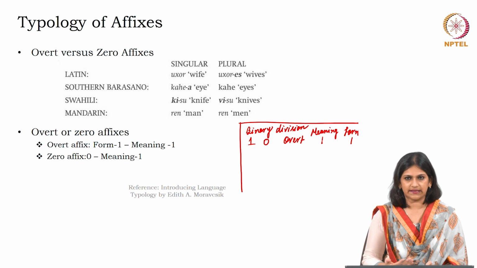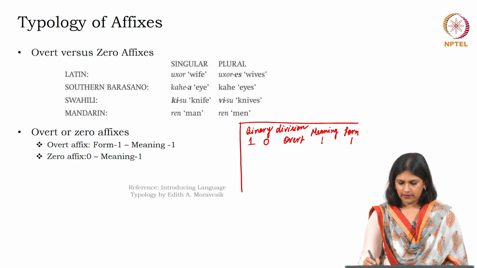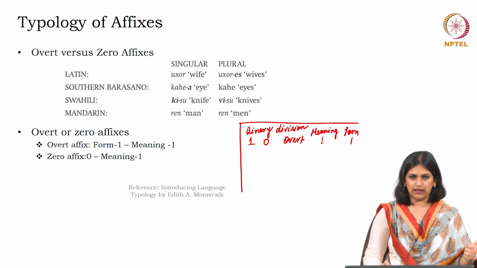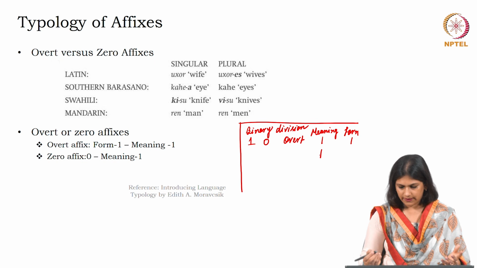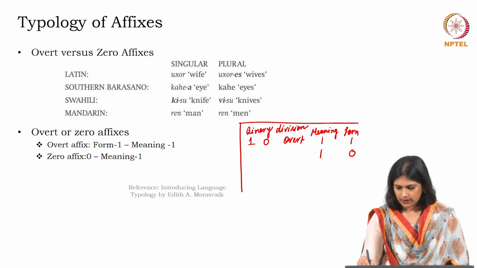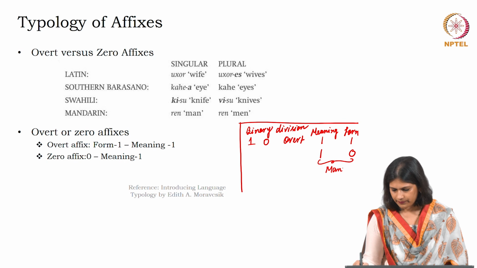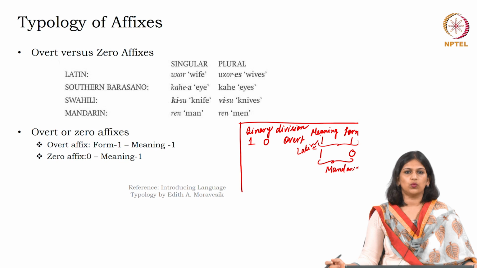In the case of Mandarin, obviously the meaning is changed, because when it's singular, it indicates quantity 1. When it is plural, it indicates quantity 2. So for the meaning part, it's getting 1, but for the form part, there is no such distinction. Okay, so that's how we are going to write it. So this would be Mandarin, and this would be, let's say, Latin. So typologically, these are the two different categories when we are trying to discuss overt and zero affixes.